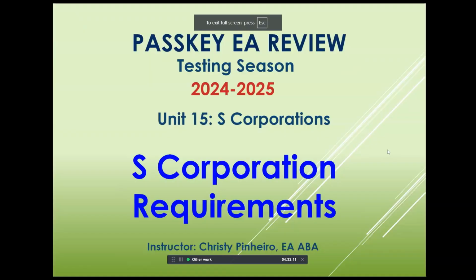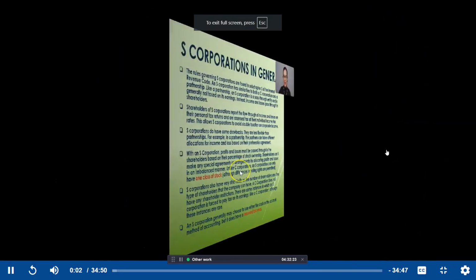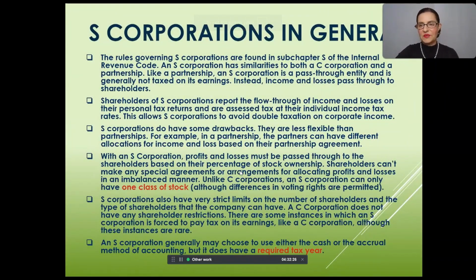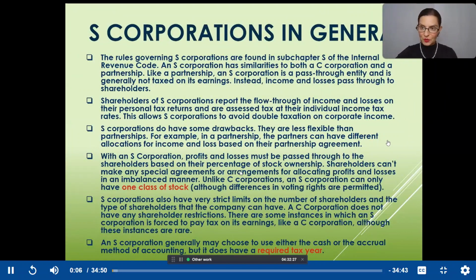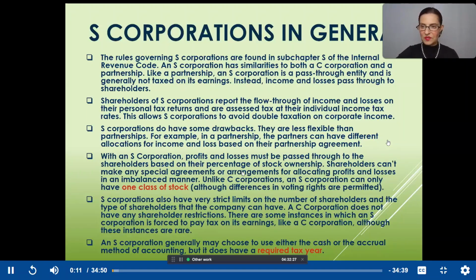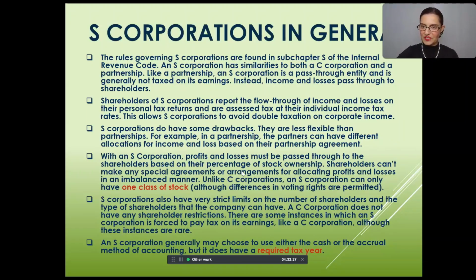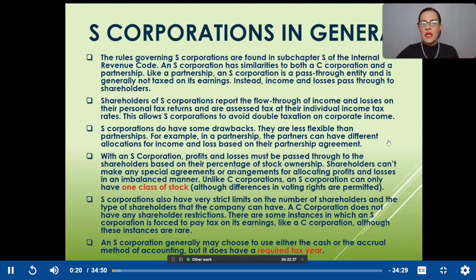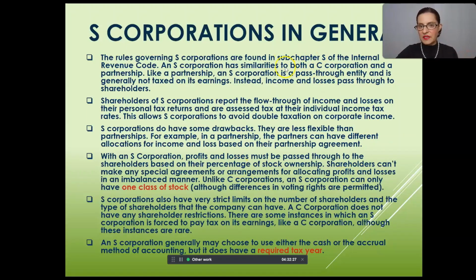S corporation requirements. Let's go over S corporations in general first. The rules governing S corporations are found in subchapter S of the Internal Revenue Code. That's why they're called S corporations. The rules for C corporations are found in subchapter C of the Internal Revenue Code. Two different code sections. An S corporation has similarities to both a C corporation and a partnership. It's kind of like a hybrid between those two entities.